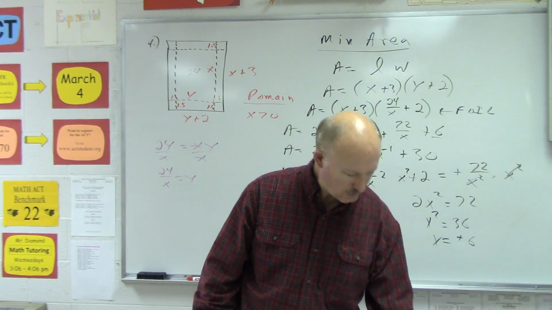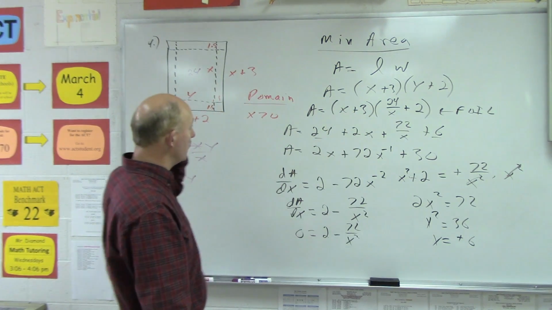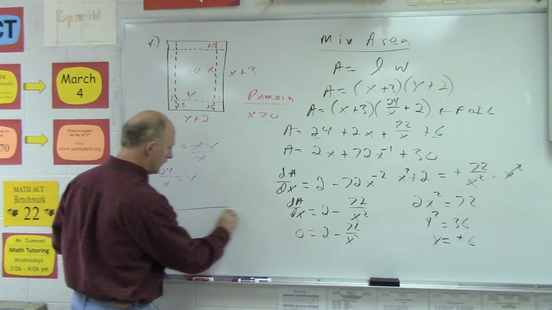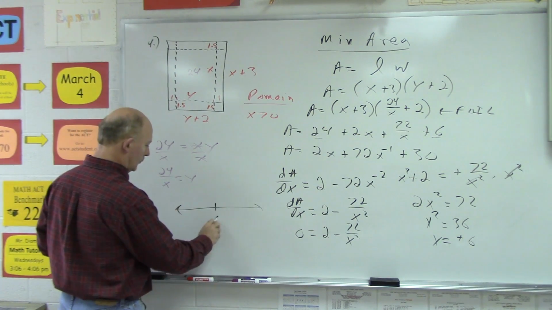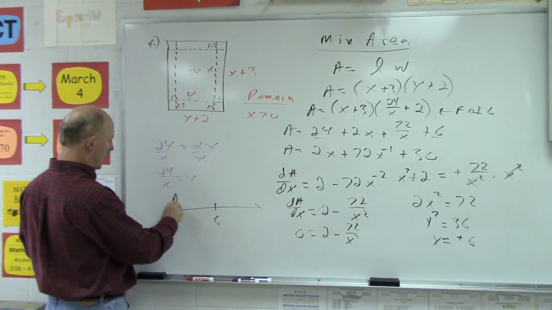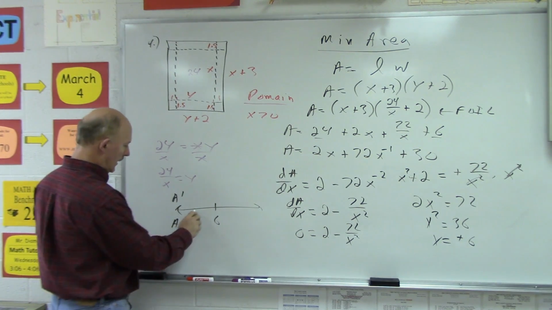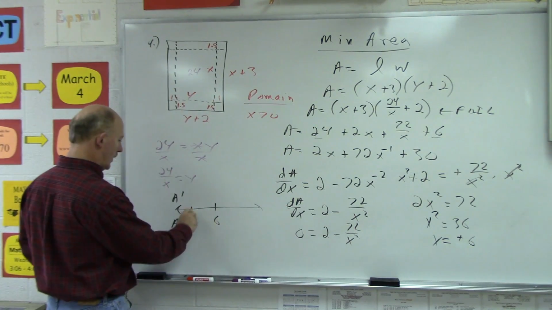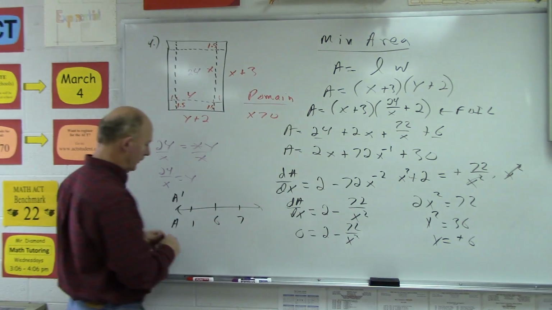Now let's try our critical numbers. I'm going to run out of room here real quick. So let's try this little wheel graph. So we'll put the 6 here. So this will be A prime and A. And the two numbers that I'm going to try, let's try 1 and 7. Right? So we'll try 1 and 7.